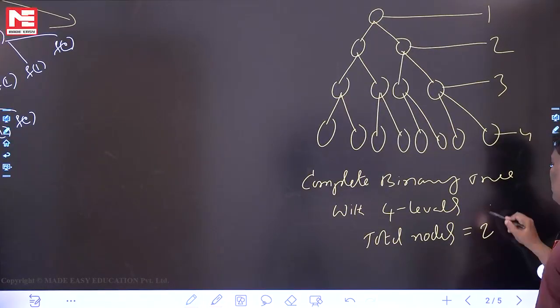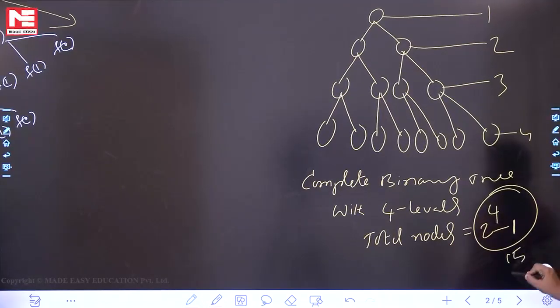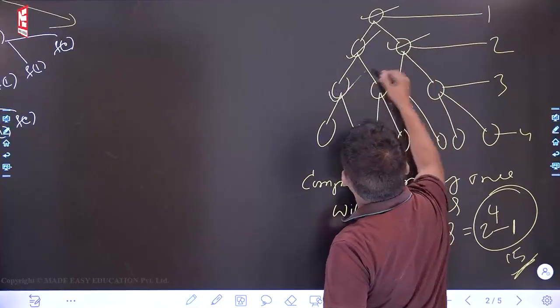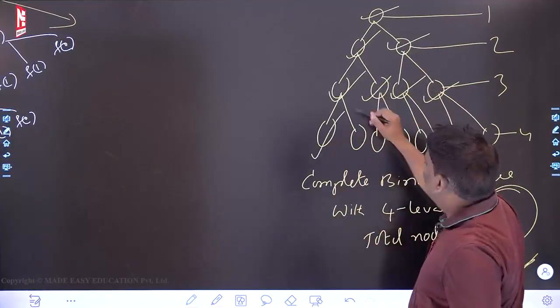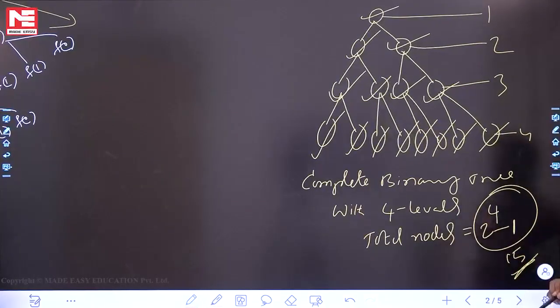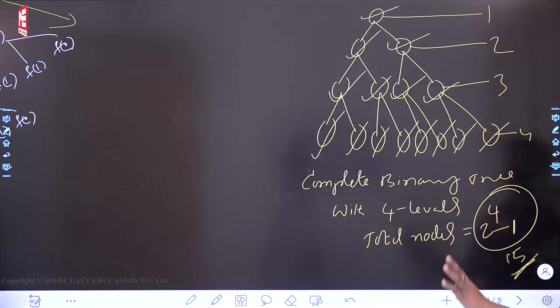See the answer? 2 power 4 minus 1. This is the formula. Complete binary tree with 4 levels, total nodes is equal to 2 power 4 minus 1. 2 power 4 means 16, minus 1, 15. Let me check that there are 15. 1, 2, 3, 4, 5, 6, 7, 8, 9, 10, 11, 12, 13, 14, 15. Please be careful.